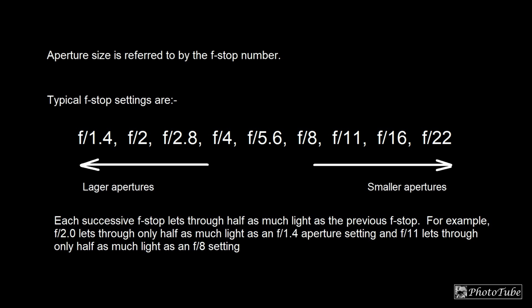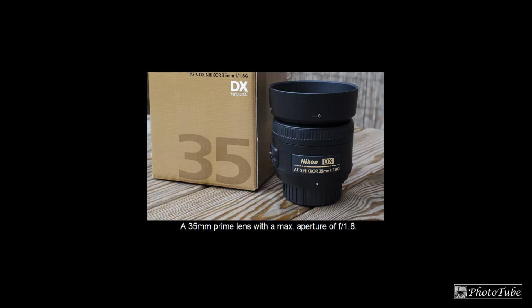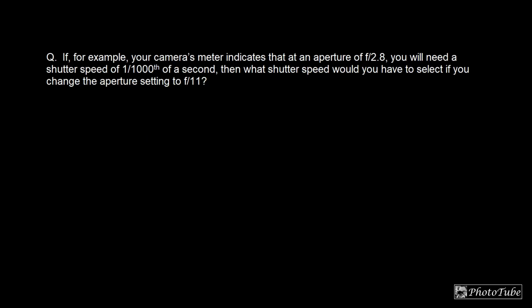The maximum aperture setting available on the lens depends on the lens design. It typically ranges from f1.4 to f5.6. Cheaper lenses generally have smaller maximum apertures, and also zoom lenses tend to have smaller maximum apertures than prime or fixed focal length lenses. Long telephoto lenses typically also have smaller maximum apertures than shorter focal length lenses.